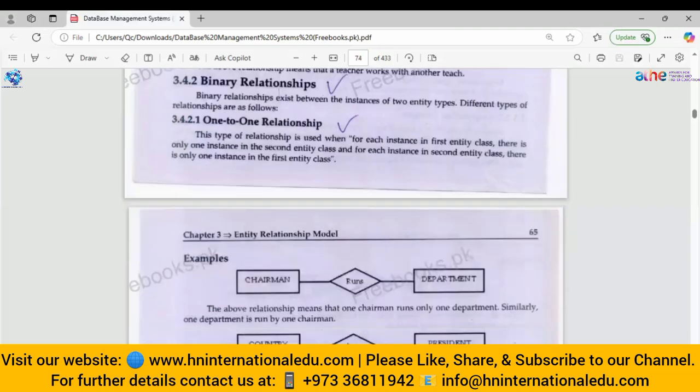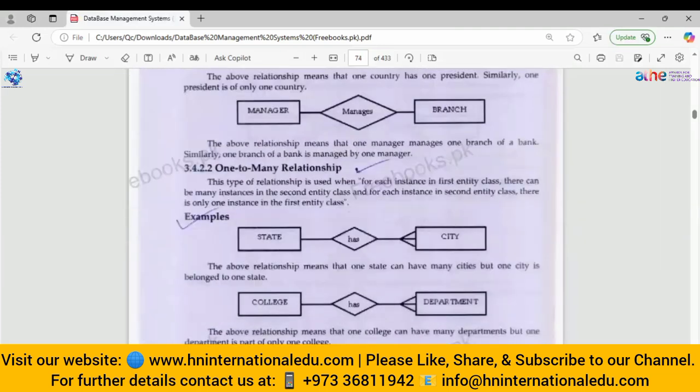Now we have a second type of binary relationship, that is one-to-many. It means one table can have many relations with the other table. For example, we have state: one state can have many cities, but one city can belong to only that state.